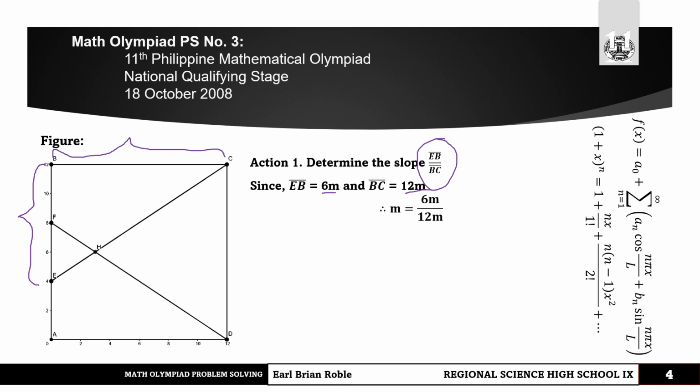Recall that m is equal to the slope. So it's 6 meters divided by 12 meters. And further simplifying, we will get a slope of 1/2. So meaning the slope of this line segment is 1/2.